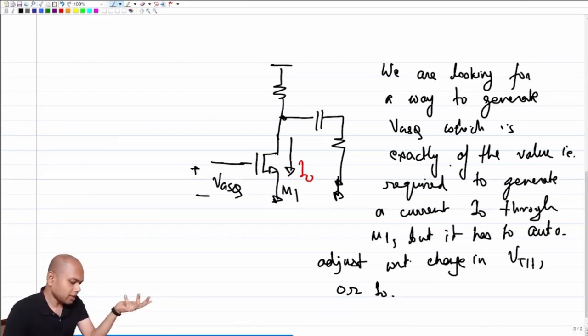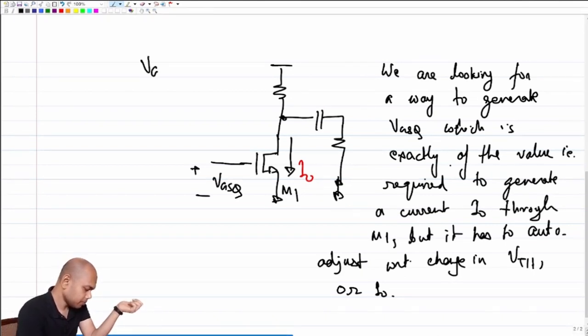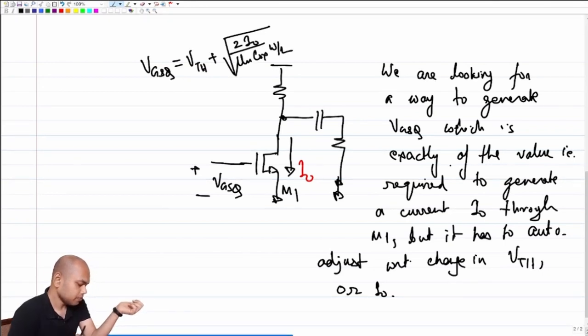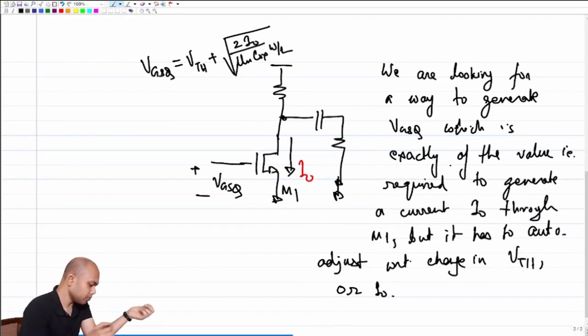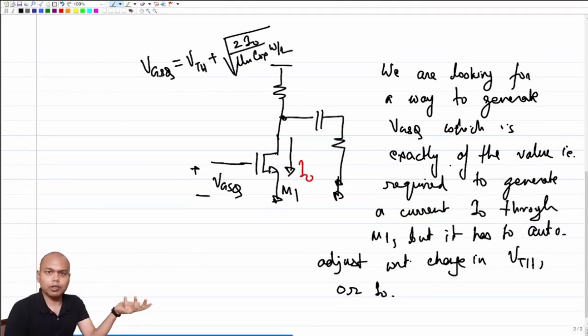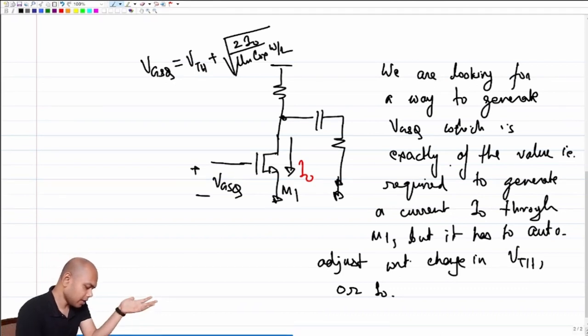Okay, so how do I do that? What are we looking for? We are looking to generate a VGSQ whose value is threshold voltage plus the square root of 2 I naught by mu n C ox W over L. How do I generate that? We have just now seen in the previous page how to generate that. And obviously we have to assume that we have a current source available, because ultimately we are planning to do a constant current source biasing. So how do I generate this VGSQ? Let's say I take another transistor.